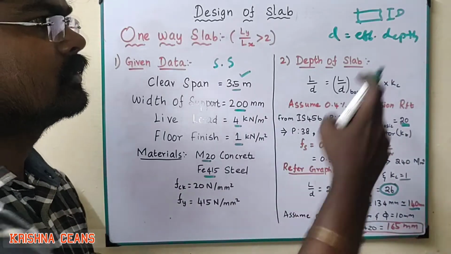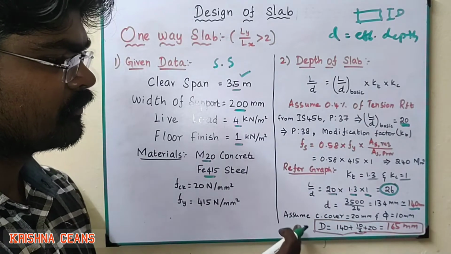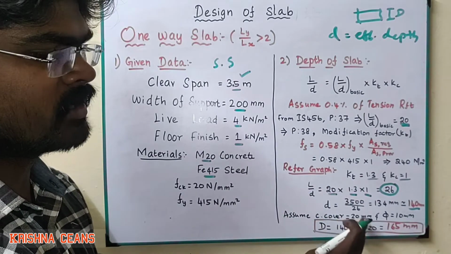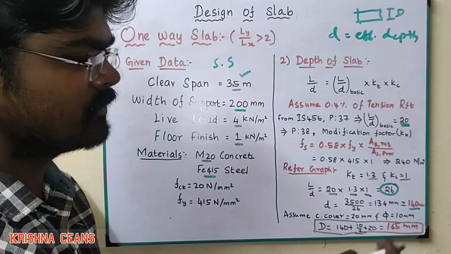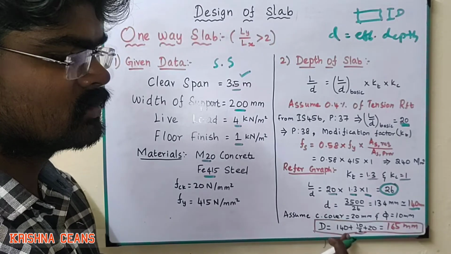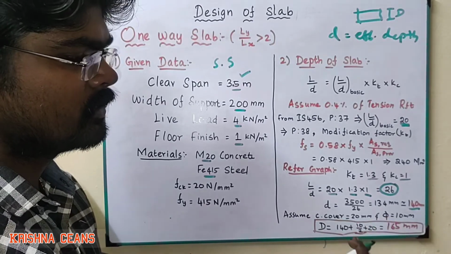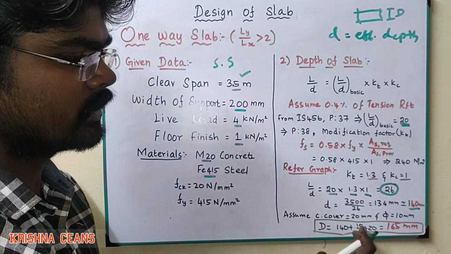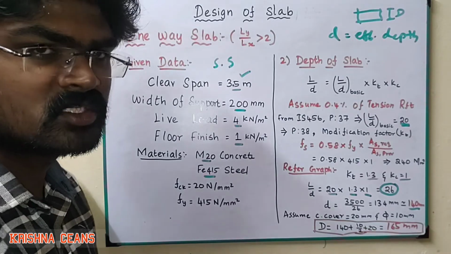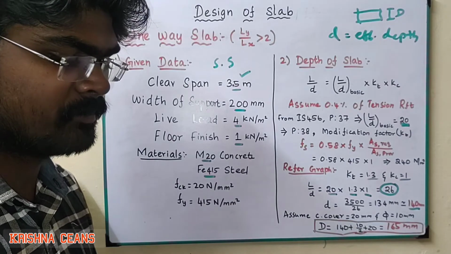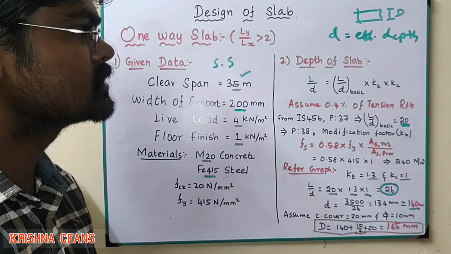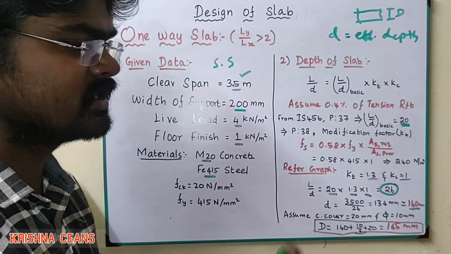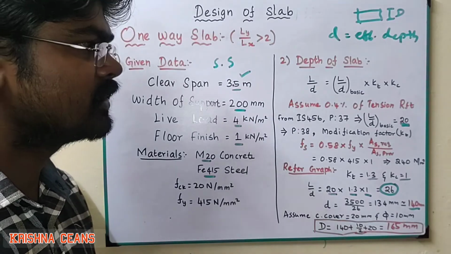In order to find the overall depth, assume clear cover 20 mm and the diameter of the bar is 10 mm. So overall depth is the 140 effective depth plus reinforcement diameter divided by 2, that is 10 by 2, plus 20, which is equal to 165 mm. So from this step, depth of slab, we can easily find the overall depth of the slab.